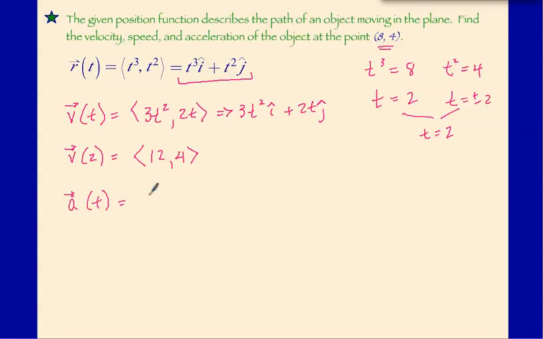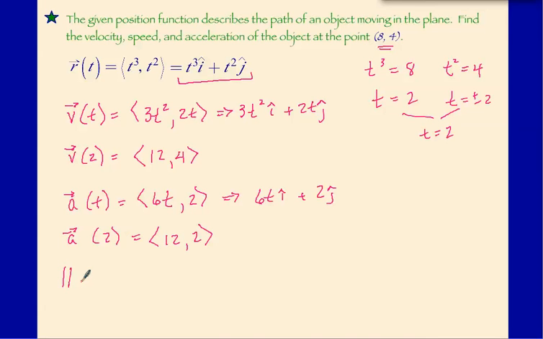We know that that is the derivative of velocity, which is 6t, 2. This could be written as 6t i hat plus 2 j hat. Same thing. And if we want to find acceleration at 2, that's going to be 12, 2. And finally, let's go ahead and do speed, which is the magnitude of velocity.